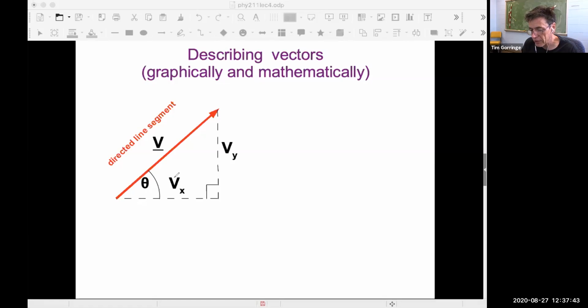There's a second language we'll use, and I've denoted it here and here. We can also specify a vector, describe a vector, by describing its x and y components. So its x and y components are that vector's projection onto the horizontal and the vertical axes. It's like the vector's shadow on the horizontal axis and on the vertical axis. So Vx is the projection on the horizontal axis, Vy is the projection on the vertical axis, and it's an alternative way we can describe vectors.